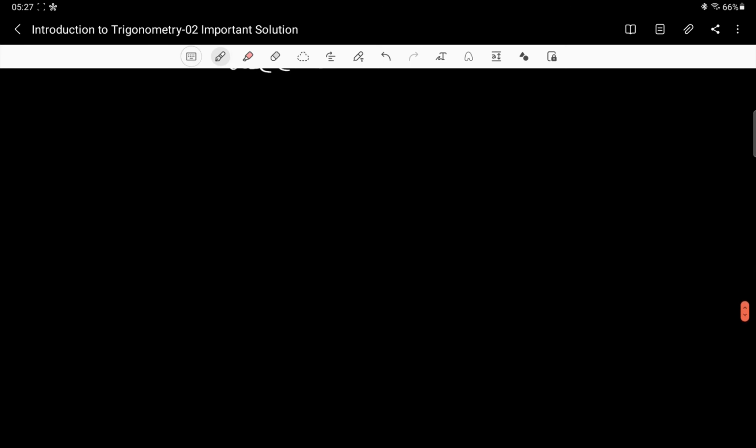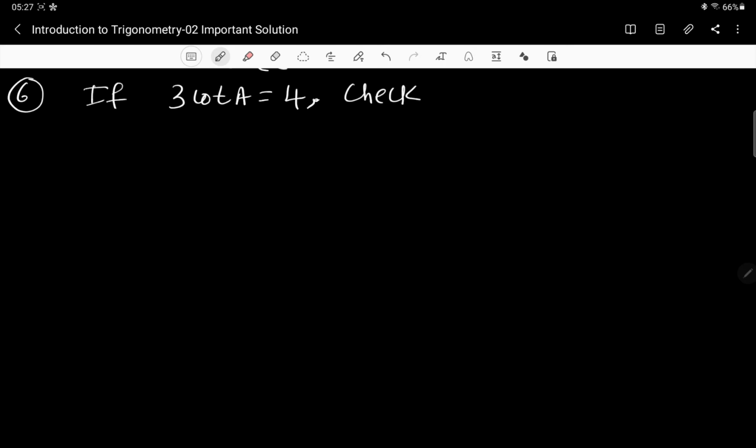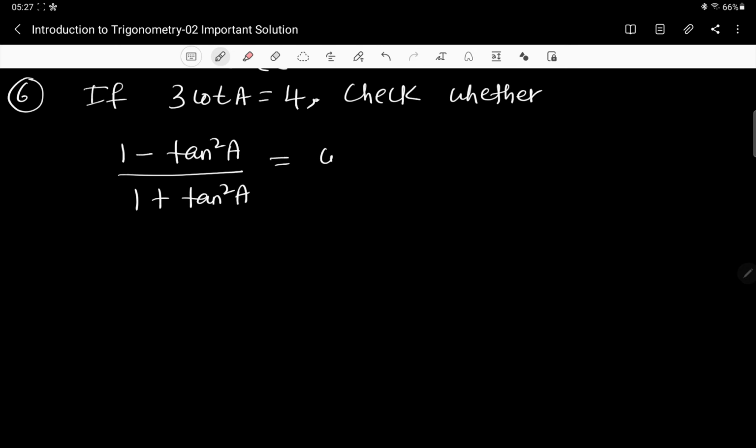Now let us move on to the sixth question. The sixth question is like this: if 3 cot A is equal to 4, check whether 1 minus tan square A divided by 1 plus tan square A is equal to cos square A minus sin square A or not. I mean we have to check this.